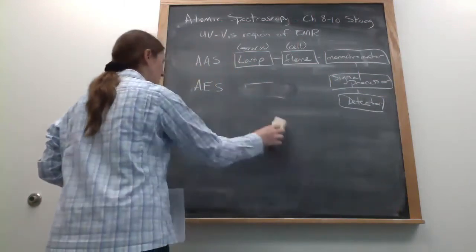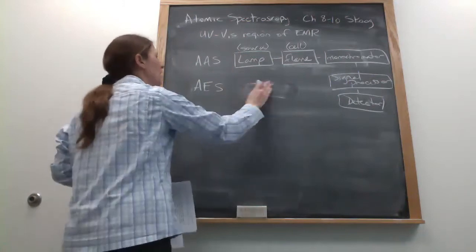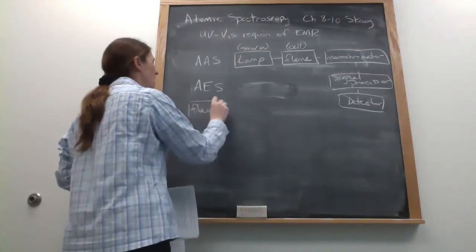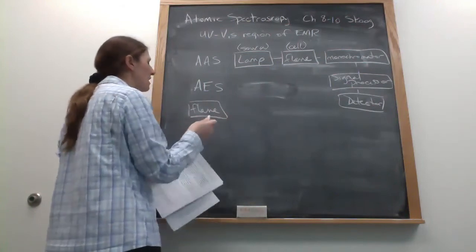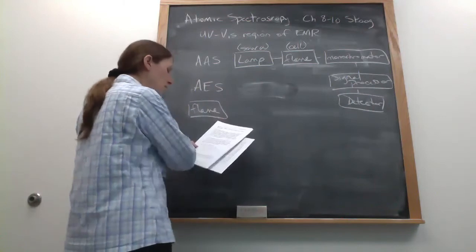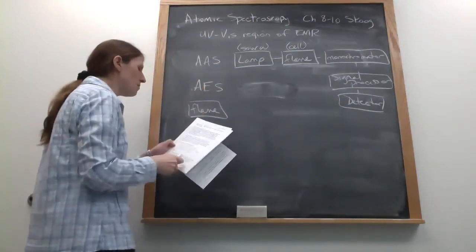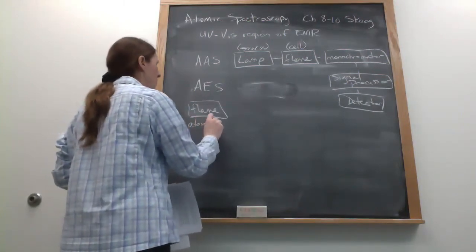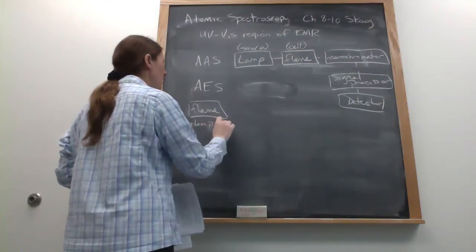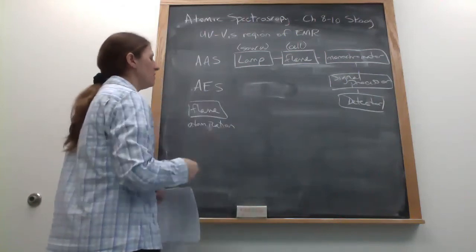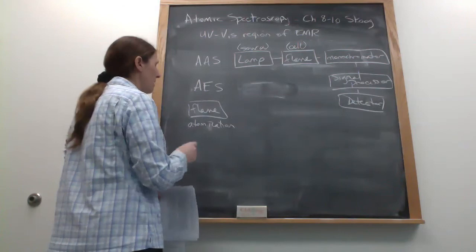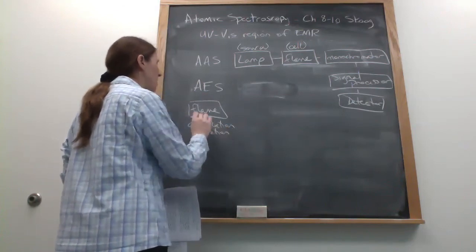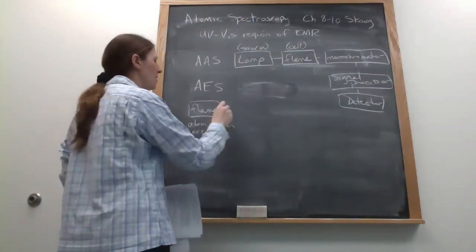We'll put this down here. So for AES, we don't need a lamp. We're looking at the light emitted after the atoms are excited. And we're going to do that thermally in our flame. So this is going to serve for atomic emission spectroscopy as both atomization, getting the ions into the neutral atom, and for excitation. And again, we could use a plasma or a higher temperature flame to help with that.